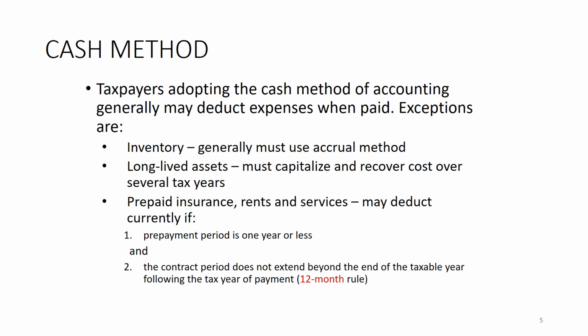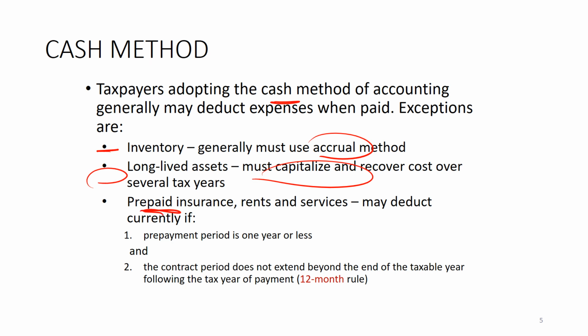In terms of adopting the cash method, you're allowed to adopt the cash method. There are some exceptions, however. If you have a large amount of inventory, then you're going to have to use the accrual method. Also, when you're buying long-lived assets, you're going to have to capitalize them. So even if you're a cash basis taxpayer and you go out and you buy a $100,000 piece of equipment, you're going to have to capitalize it and recover the cost. So you're essentially on accrual whether you like it or not.